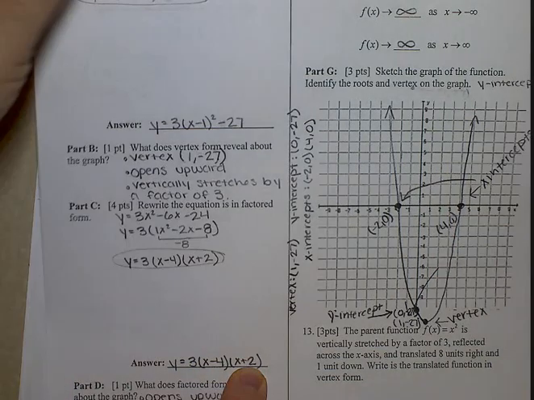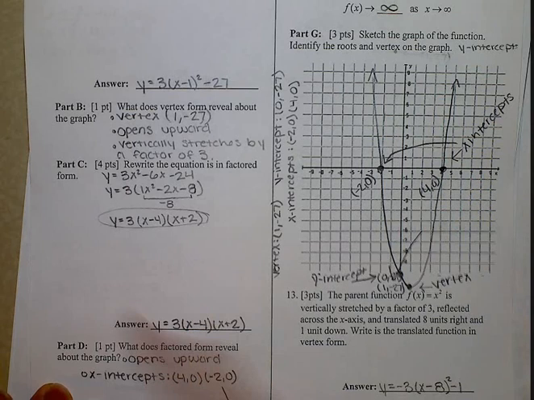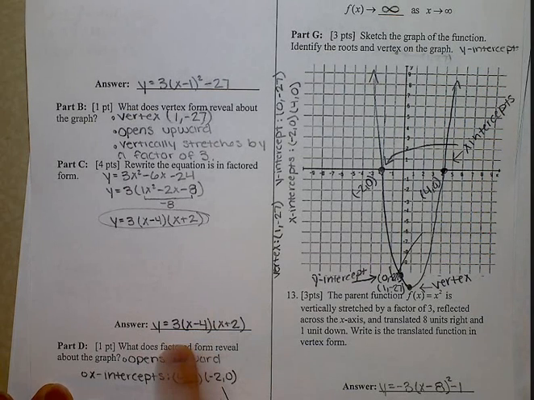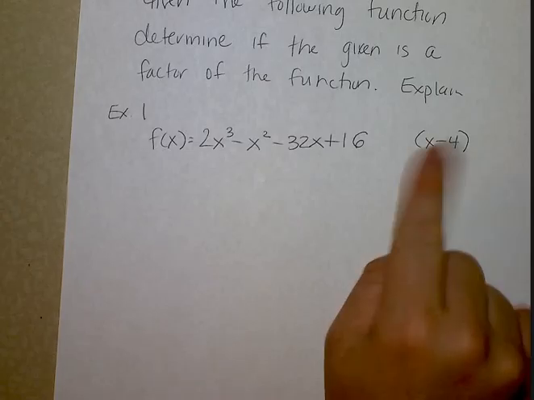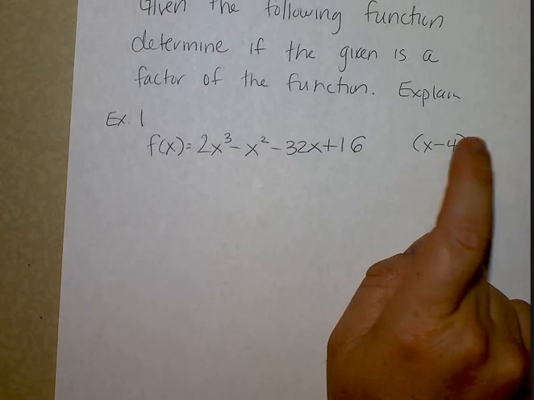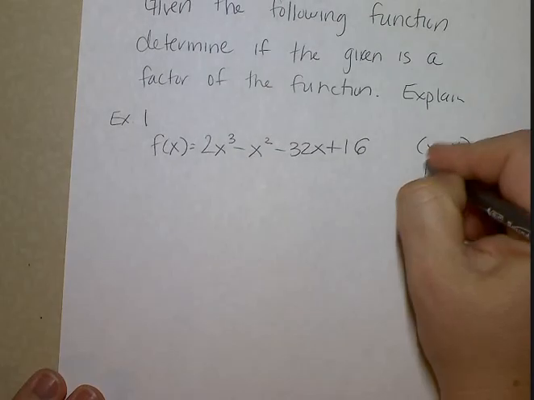So what they're telling us is they're giving us one of the factors, and they want us to test to see if it works. If we know this answer is correct, then we can assume that the x-intercept is 4. They say, hey, we don't know if this is a factor. Can you check for us? So here's how we check. What number goes in here that makes this a 0?